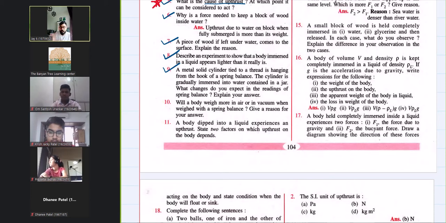Once it is completely immersed, there will be no further decrease in the weight. After immersing the cylinder completely, the weight of the object will not decrease further. It will reach a steady value. What changes do you expect in the reading of the spring balance? The spring balance reading will remain steady once the cylinder is completely immersed, and the value of the upthrust will become constant.